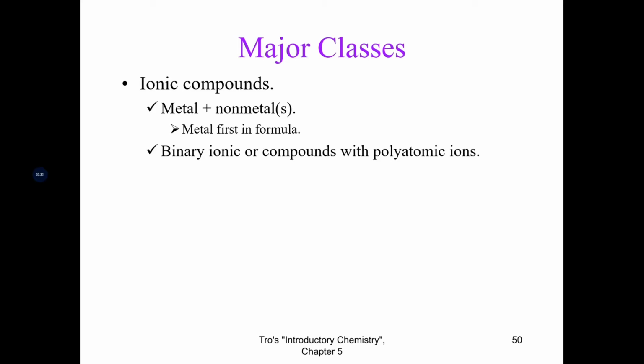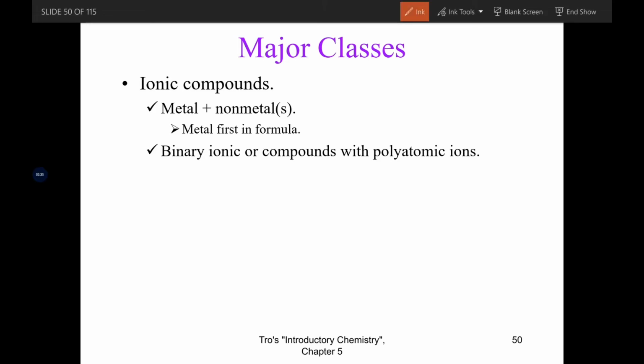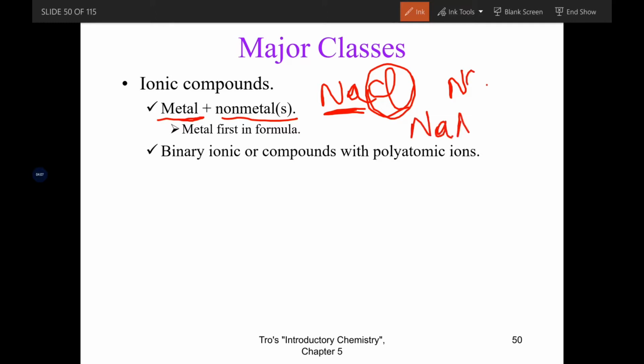Okay, so for ionic compounds, we got ourselves a metal and a non-metal. Okay, for example, sodium chloride, that is a metal, and this is a non-metal. So we got ourselves a metal and a non-metal. The metal is always in the beginning. We can have a binary compound like sodium chloride, or we can have an ionic compound that contains a polyatomic ion, such as sodium nitrate.